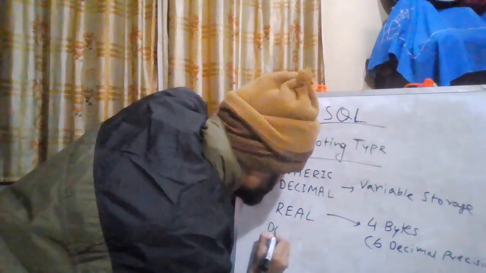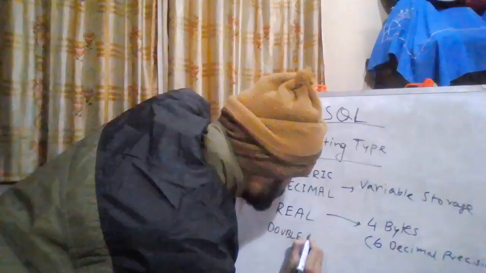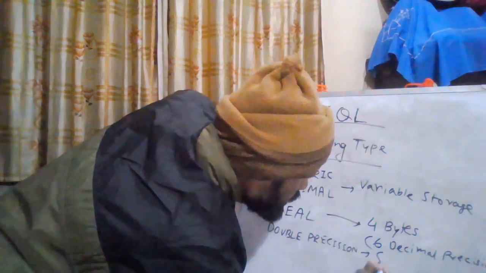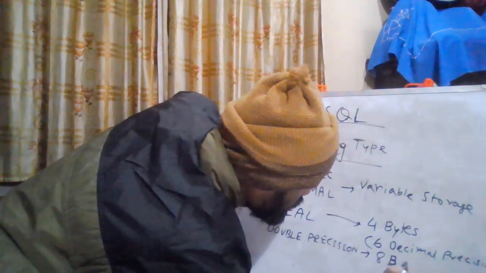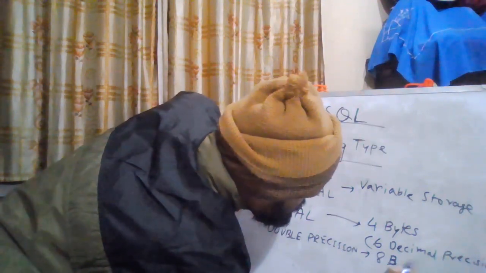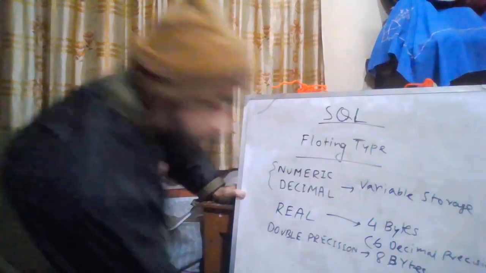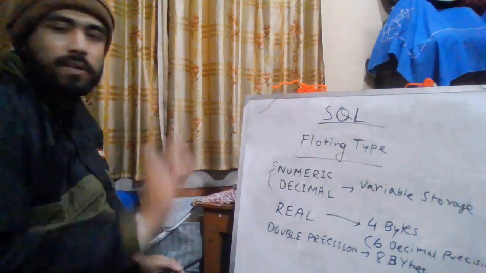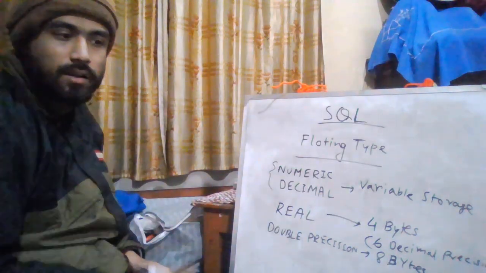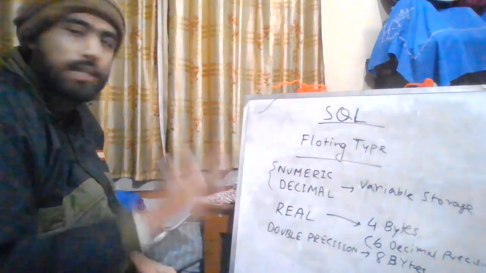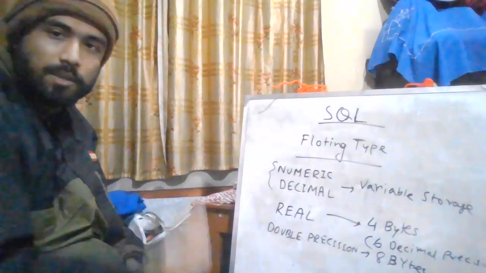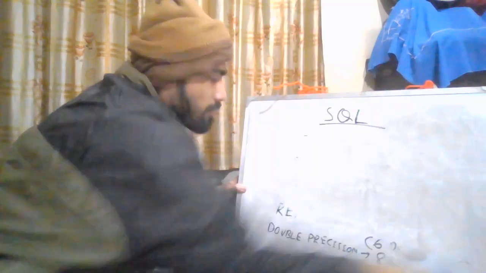And there is double precision. As the name suggests, real is 4 bytes, so double precision is 8 bytes. Double precision can hold up to 8 bytes, and it has 15 decimal digit precision, so it can have up to 15 digits after the decimal point. That much precision we can have. Floating type is also done.